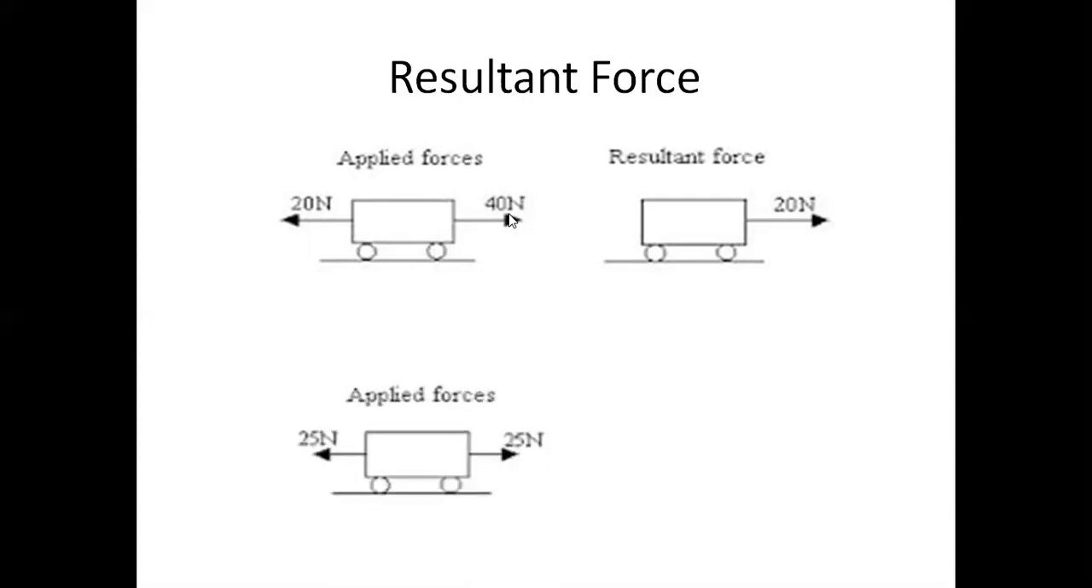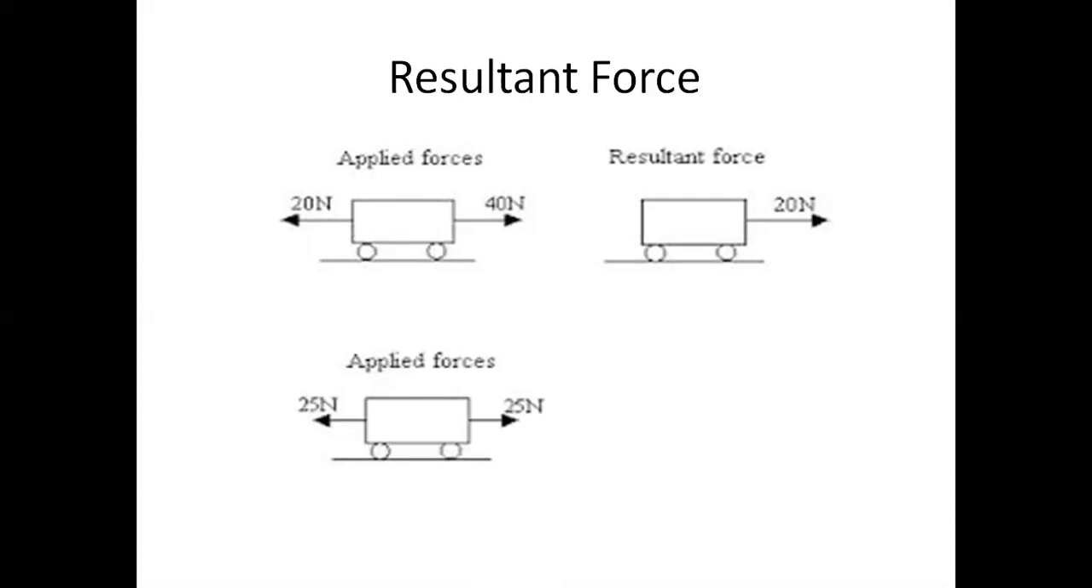We will take one more example here. Here, if you see applied forces, on the wagon or a trolley we have applied 25 newtons on both sides. Then what will be the resultant force? What will be the net effect on this trolley? This is not going to move because on both sides we are applying the same force. Therefore, zero resultant. That means the net force will be zero. So the trolley will not move to any side. It will stay here. So with these examples, let us try to define what a resultant force is.